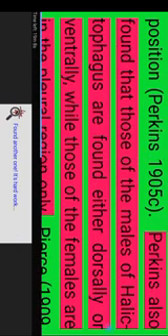Perkins 1905c also found that those of the males of Halictophagus are found either dorsally or ventrally, while those of the females are in the pleural region only. Pierce 1909, 1911, 1918 found males of Stenocranophilus quadratus Pierce to be located on the fifth segment of Stenocranus and invariably dorsal in position, while the females are on the third segment and usually lateral.